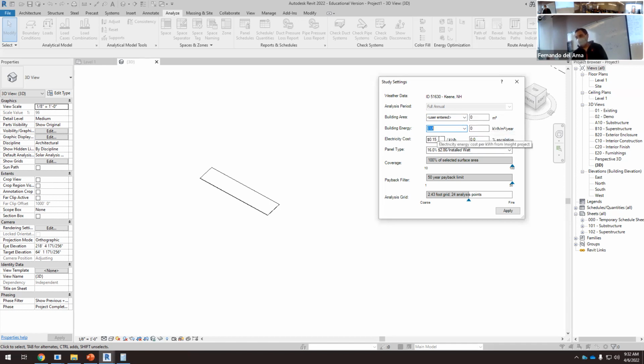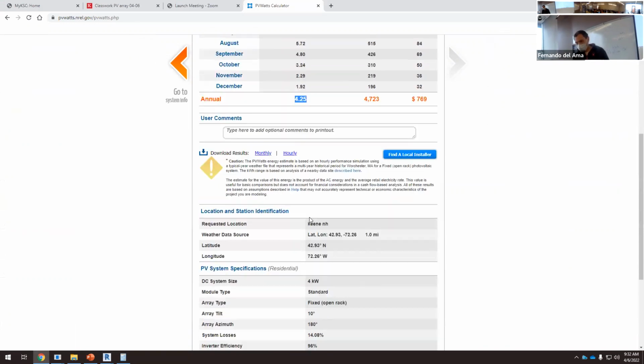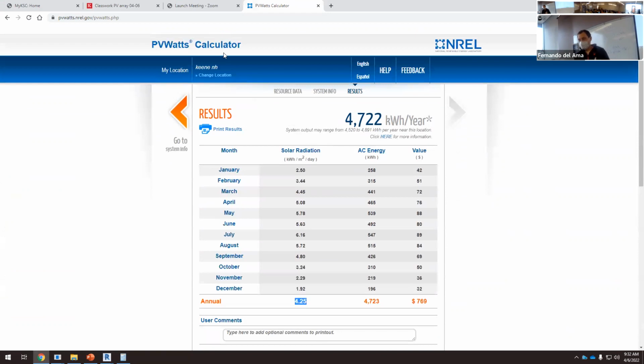The electricity cost. Revit has economic parameters. We don't have economic parameters in PVWatts that I know of. Here we do have economic parameters, but I don't know if we can fix it. We do have economic parameters in ARCH.